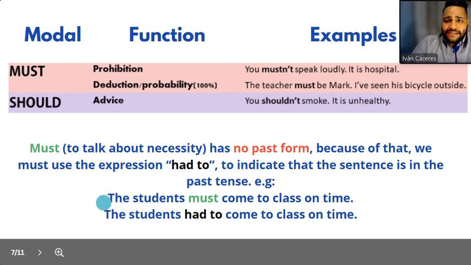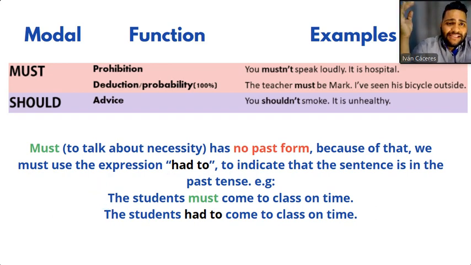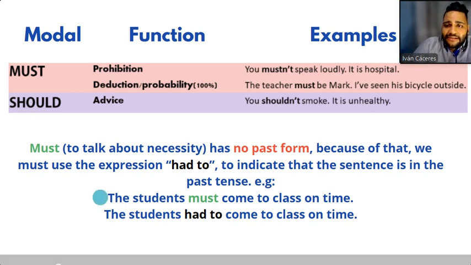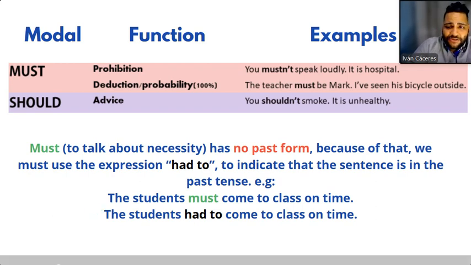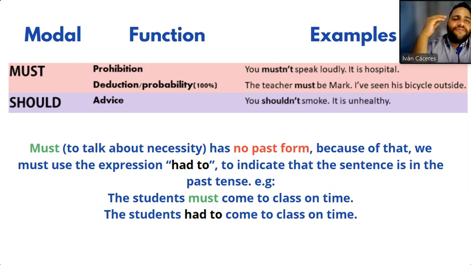For example, it says the students must come to class on time. This is mandatory. Okay, it is mandatory that the students come to class on time, that they attend classes every day on time. This is mandatory. So because of that, we can also have the past of that sentence, which would be had to. The students had to come to class on time as a consequence of something else.